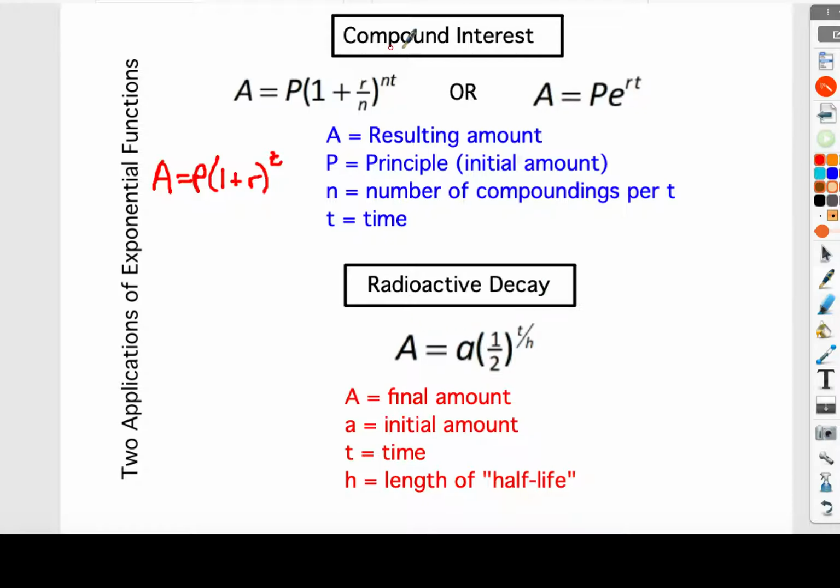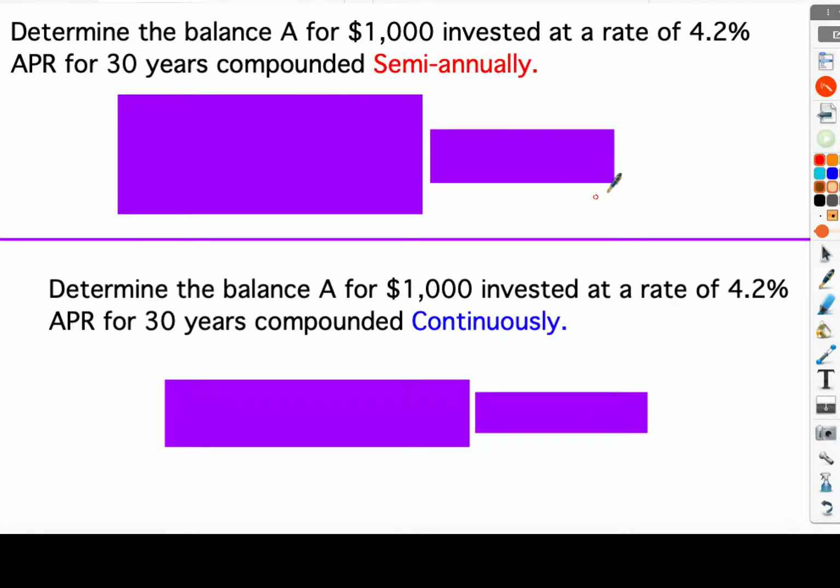And we could have compound interest decaying, by the way, if we had a negative R value. If the rate was decaying, if you made R negative, it would decay away. But again, notice radioactive decay, 1/2 to the power of t over h. We'll talk more about that one in a second. Let's talk about compound interest first.